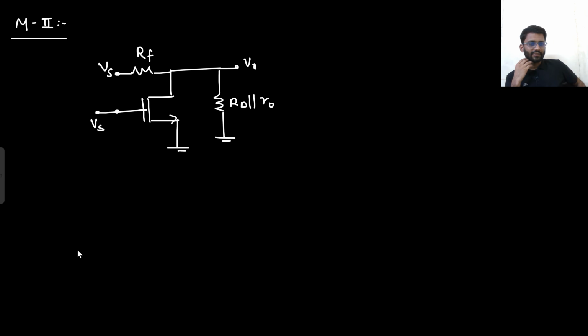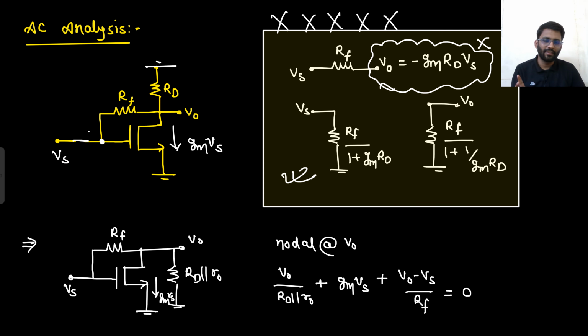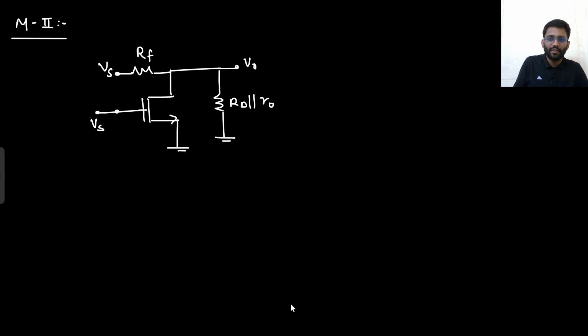Are you satisfied with this? I can write it down in this manner. Vs is applied to MOS as well and RF as well, and from V0 to ground you see RD parallel R0. So now I can apply superposition. First I will consider only Vs, this one.